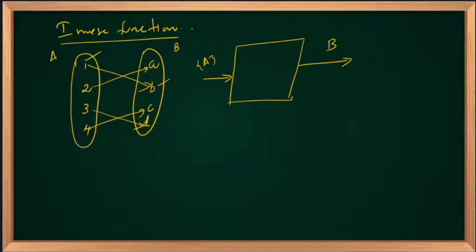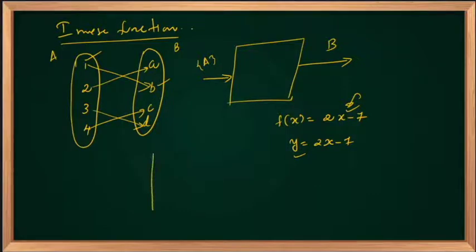Maybe I can give you an example. Let's assume the function f of x is equal to 2x minus 7. Okay, or I can write it as y is equal to 2x minus 7. That means you give a value of x, you will get a value of y, right? So that means given the value of x, you can always determine the value of y, right?